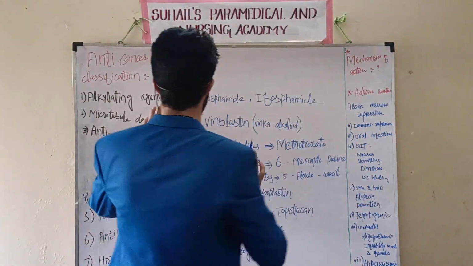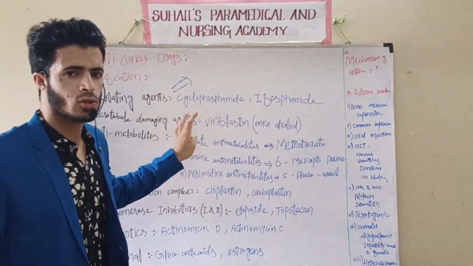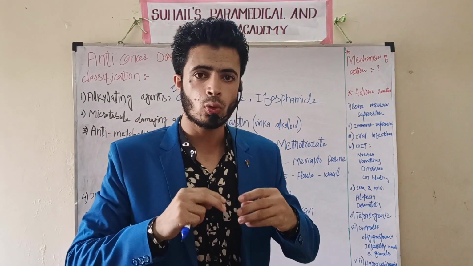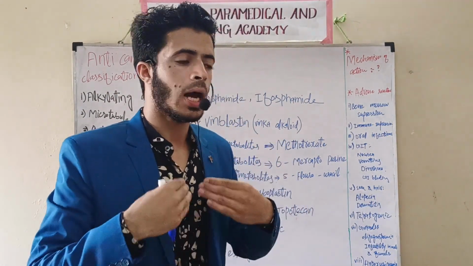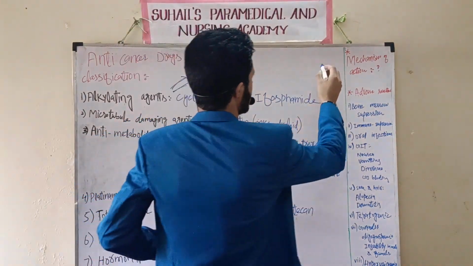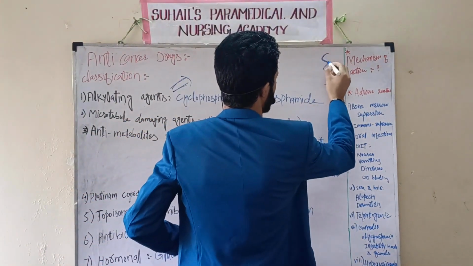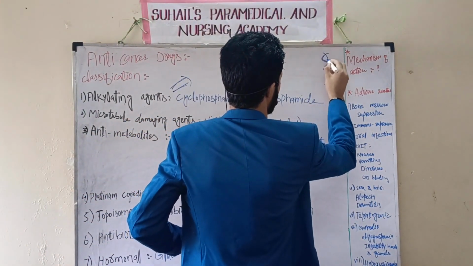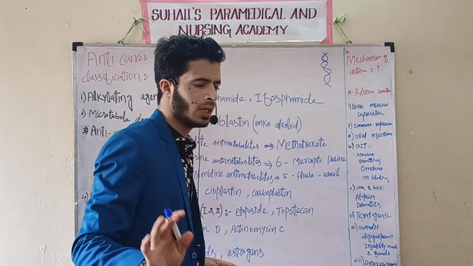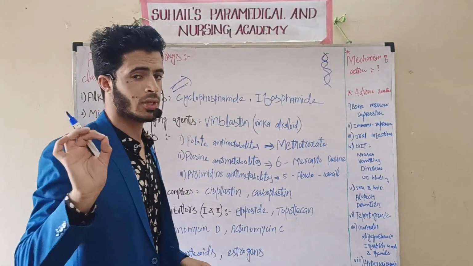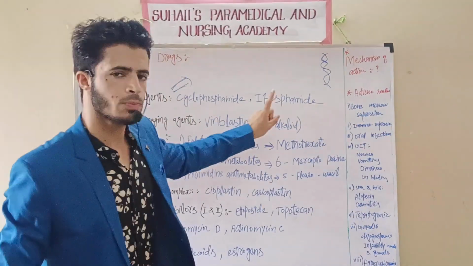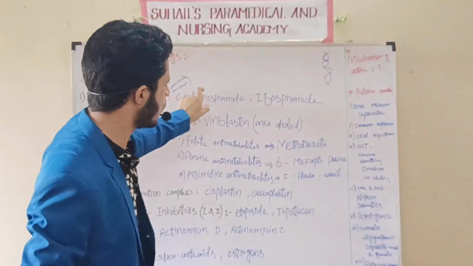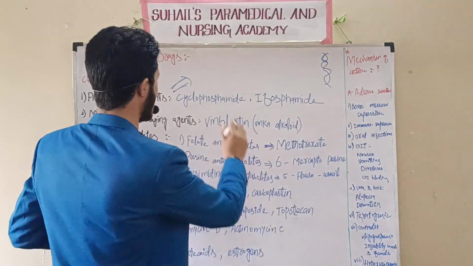Okay, so alkylating agents, what will they do? The alkylating agents are those agents which will do alkylation. That is why they are called alkylating agents. What actually happens? This is the DNA, one strand, another strand. I am telling the mechanism of action. Remember, suppose cyclophosphamide is there. What will cyclophosphamide do? It is an alkylating agent.